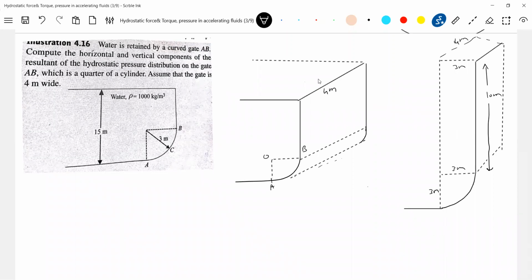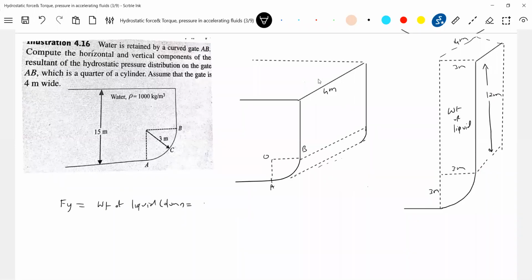Okay, so what is the y component of the force? The weight of the liquid. It will be 12 meters, sir. Till here I have to show it. Fine. So what is the y component of force acting on the gate? The weight of the liquid column. So what is the weight?